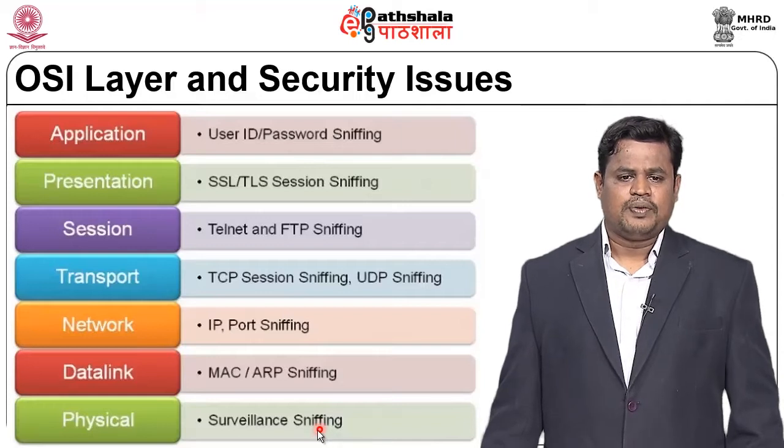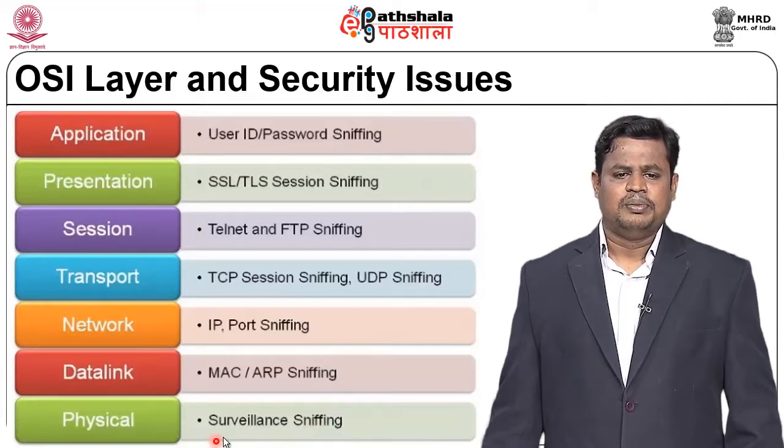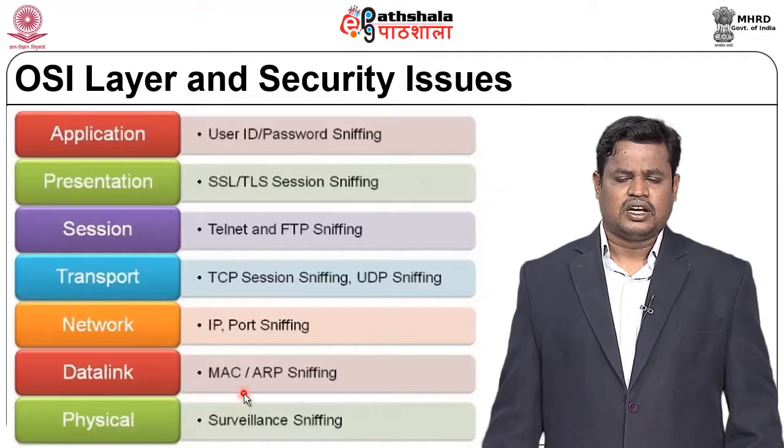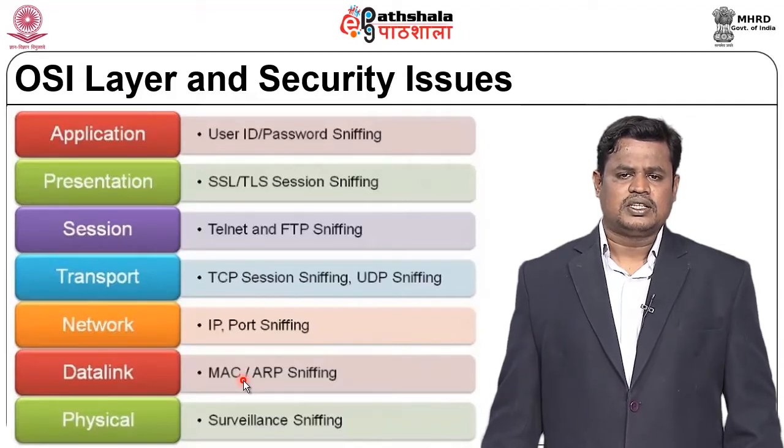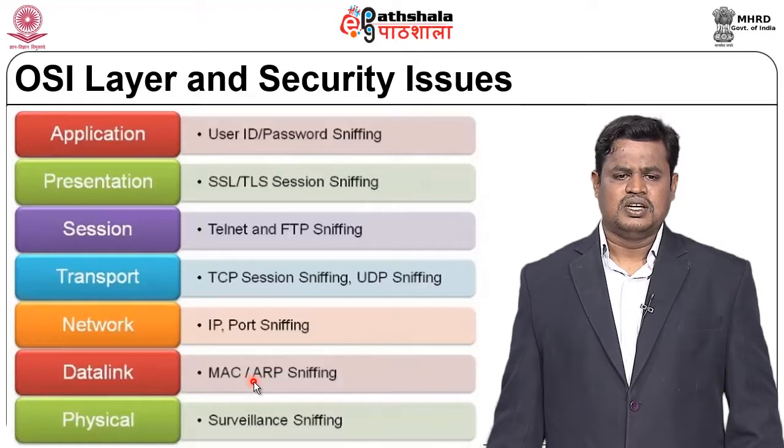For example, if I am taking the physical layer, they will be using surveillance, monitoring what kind of bit patterns are moving around the internet. Then they can start gathering that information, and based on that information they can get your MAC and ARP information. MAC is a very important unique identity for a particular machine, called media access control. It is a physical address for any machine, available in networking devices, burnt into the network device. So, the MAC address or the ARP information can be sniffed.